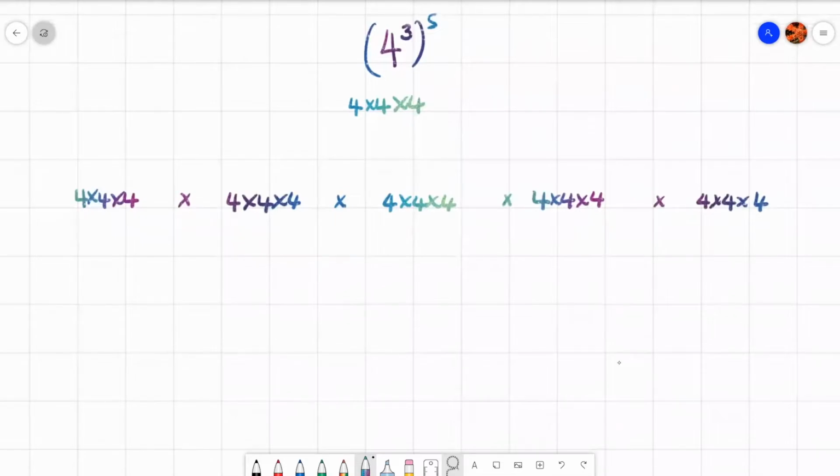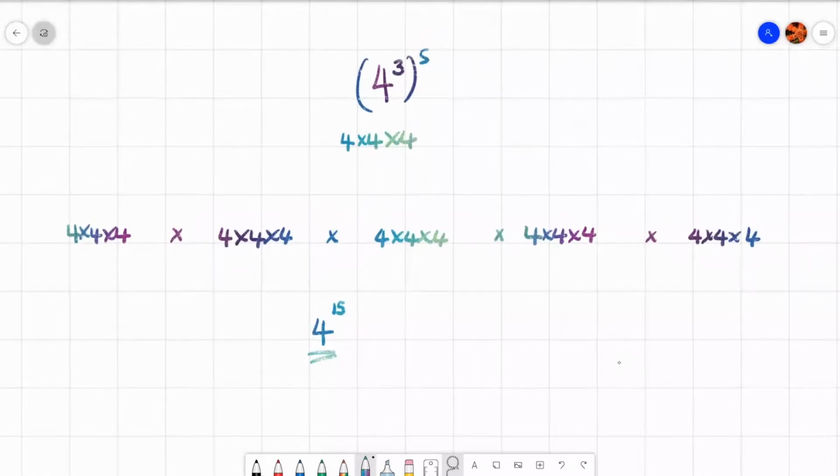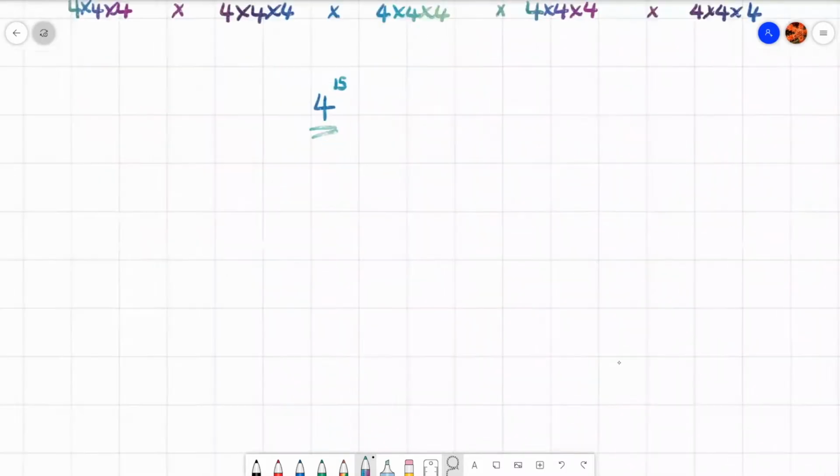How many times have I multiplied 4 by itself? Well, 1, 2, 3, 4, 5, 6, 7, 8, 9, 10, 11, 12, 13, 14, 15. Okay, 4 to the power of 15. And you can see we can do that by doing 3 times 5, which is 15. So the base stays the same and we just multiply the powers.